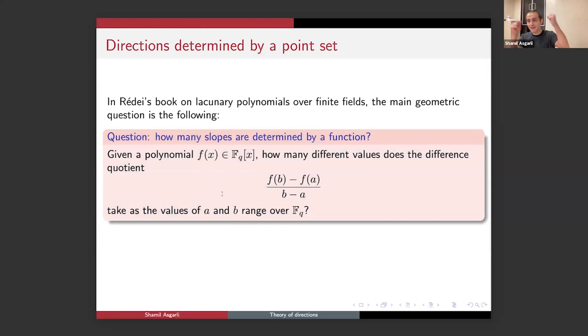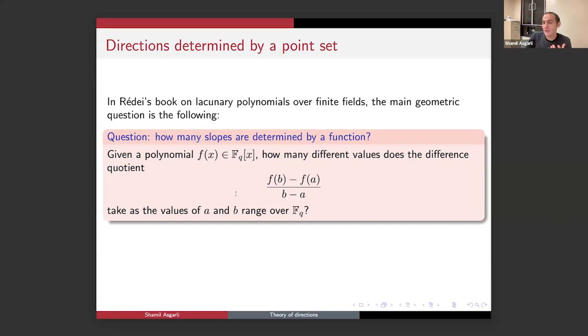So you have a and b. Assume a and b are not the same, a is not equal to b. Look at all possible quotients of this kind, f of b minus f of a divided by b minus a, and ask yourself, how many different quotients can you get? Of course, because we're dealing with a finite field, there are only finitely many possible quotients. But can we show that there's a lot of these quotients somehow? That's sort of the question.